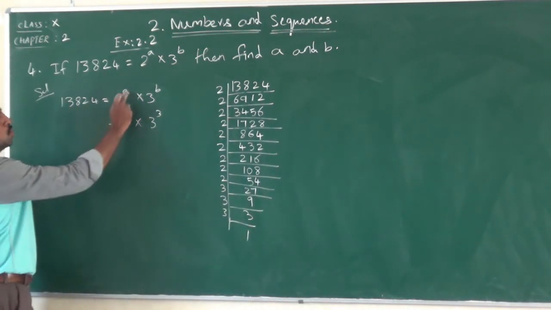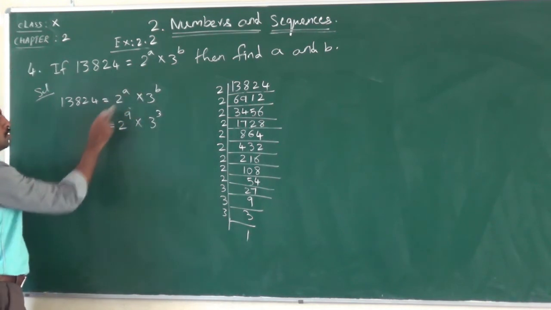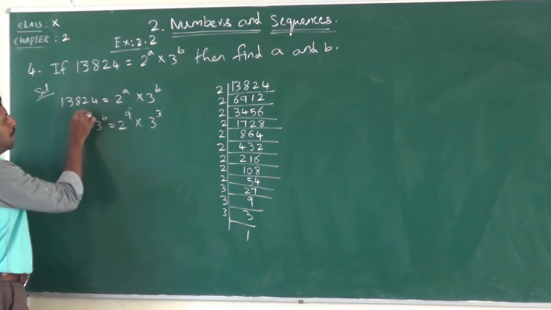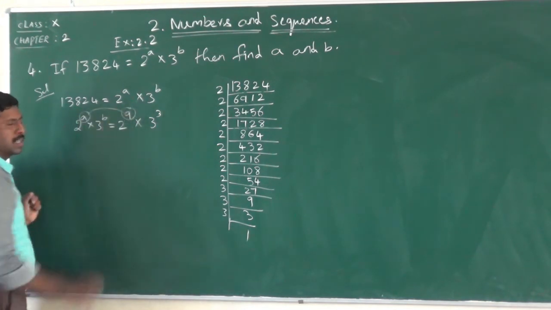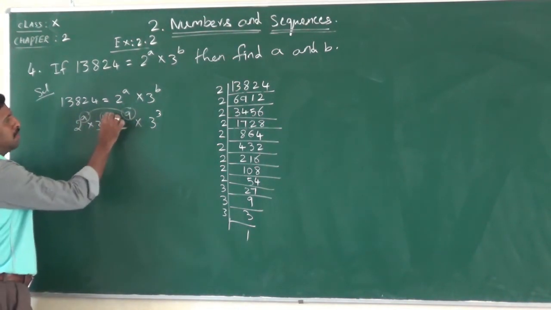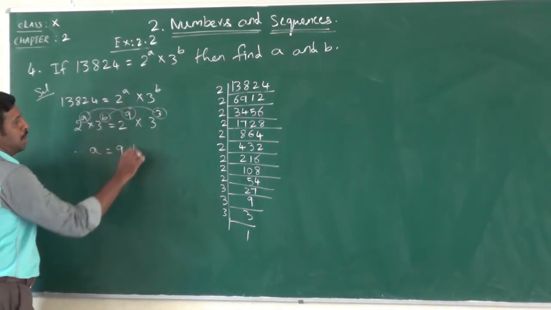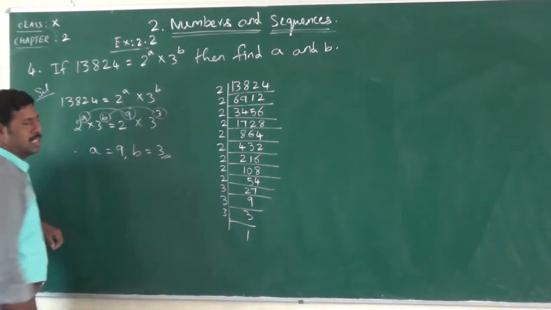Now this term is equal to 2 power a into 3 power b. So let me take this 2 power a into 3 power b. In the place of a we have the number 9. In the place of b we have the number 3. Therefore a is equal to 9, b is equal to 3 is the answer.